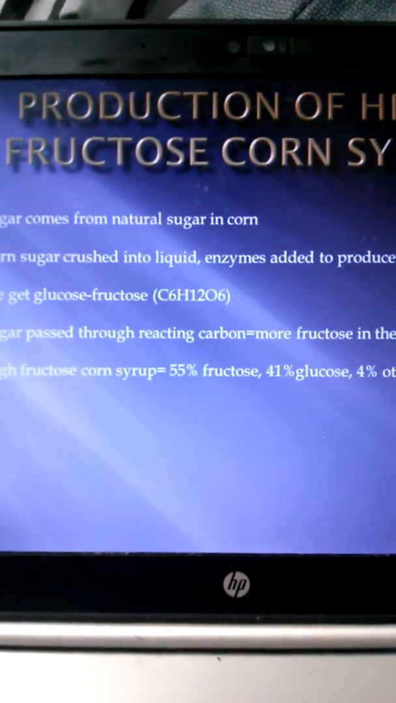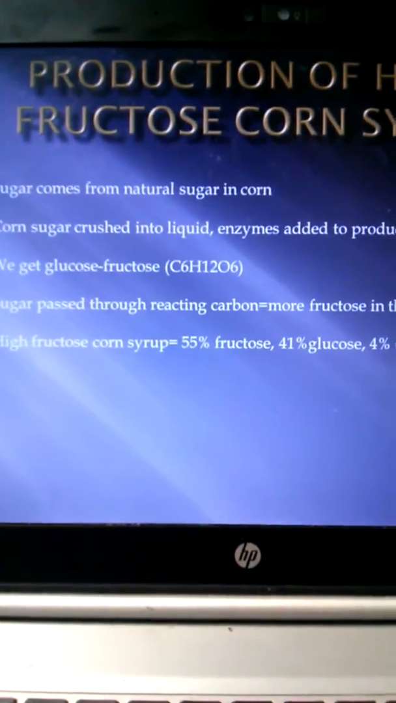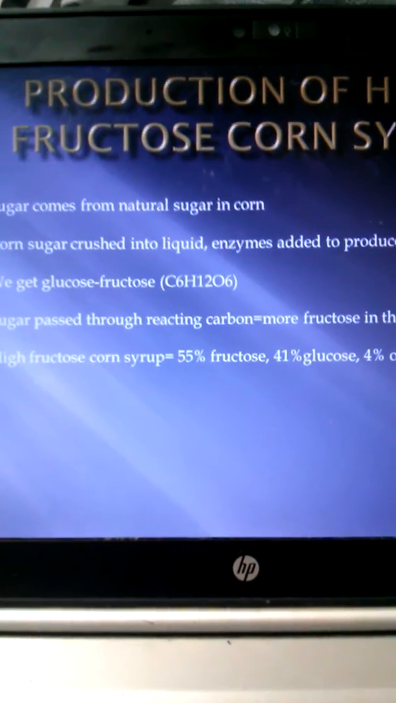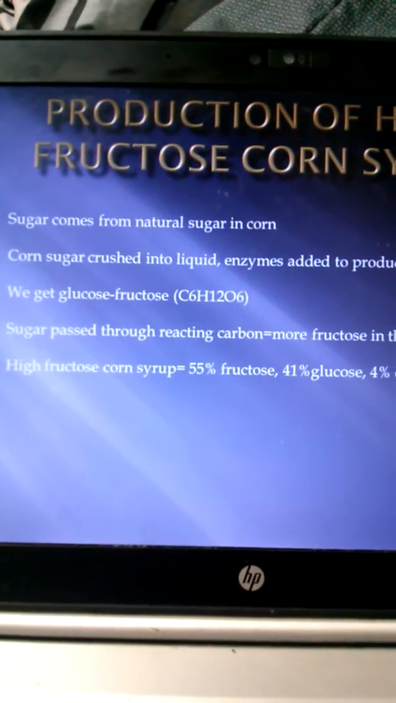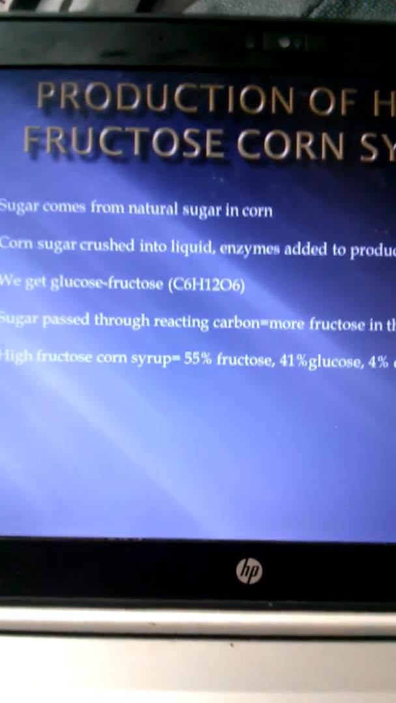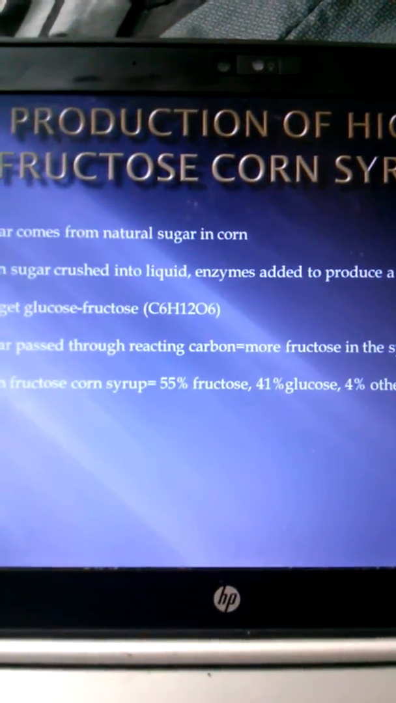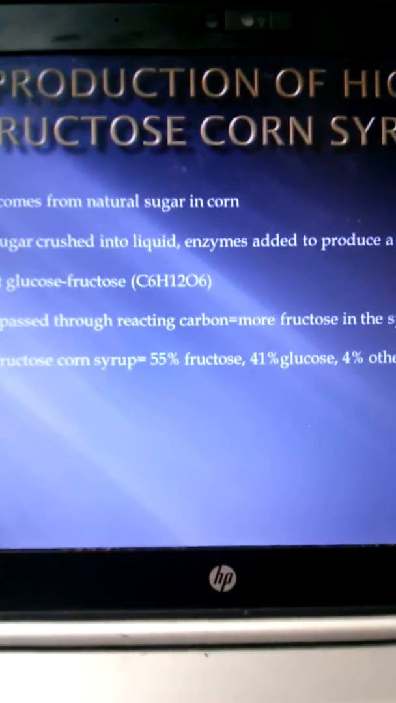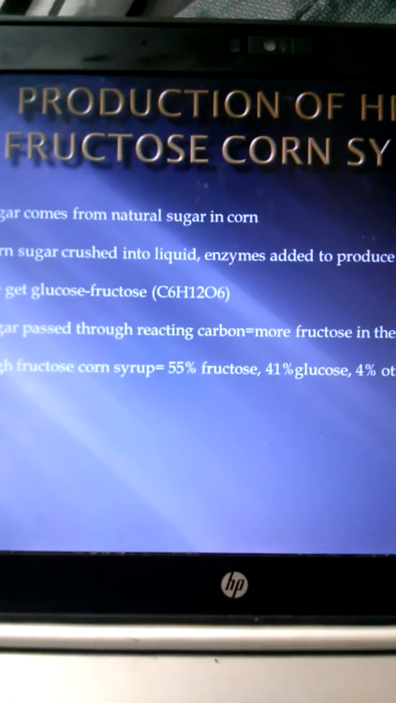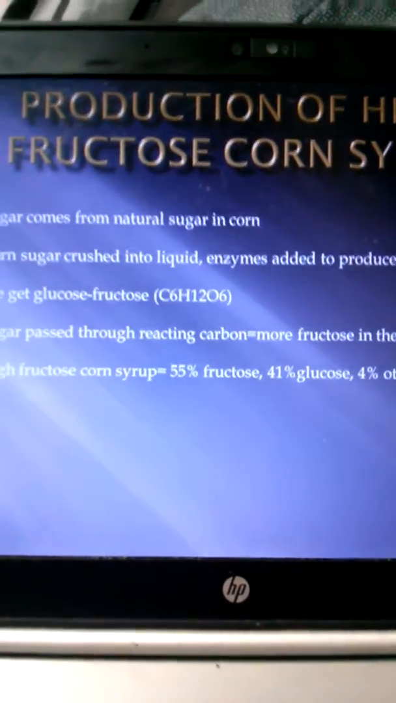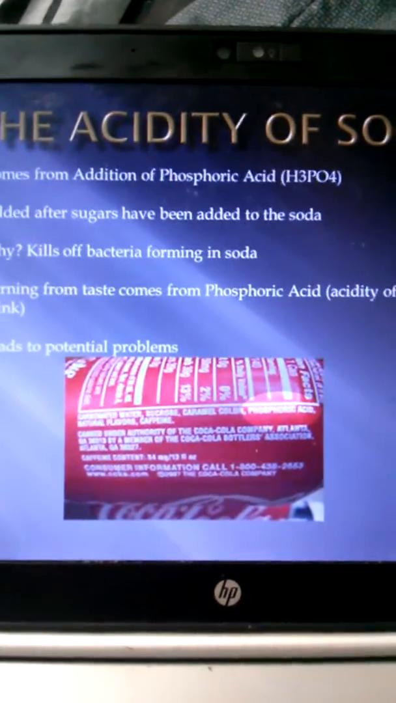However, in order to make sure that it reacts with carbon, we have to take the sugar we get, which is 42% fructose and 55% glucose, and mix it with another form of high fructose corn syrup, which is 90% fructose. And from this, we get a fructose syrup, which is 55% fructose, 41% glucose, and 4% other sugars. And this is the other main ingredient that comes in soda, which is high fructose corn syrup.